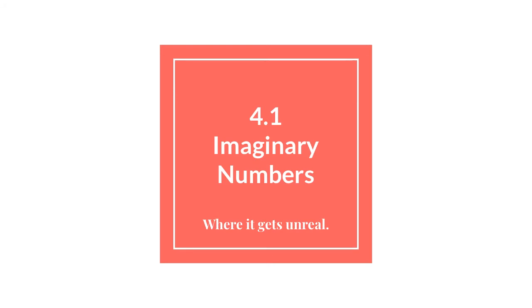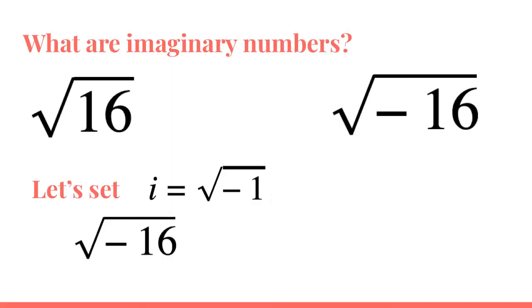Section 4.1 is where it finally gets unreal and we start to deal with these square roots of negative numbers. Those are called imaginary numbers. So let's get right to it. First of all, let's just review.